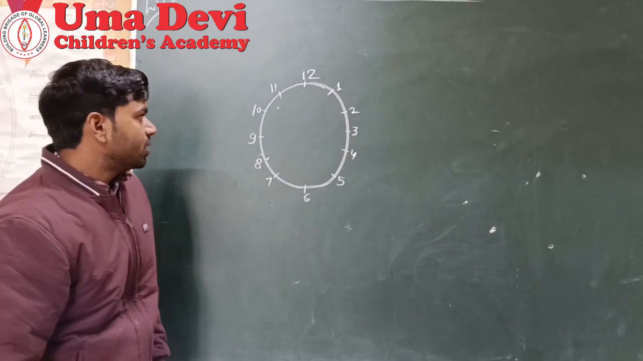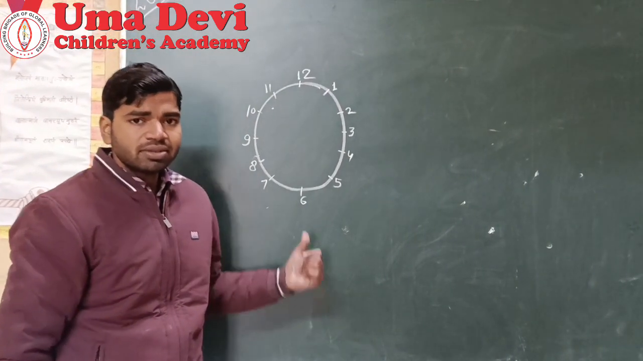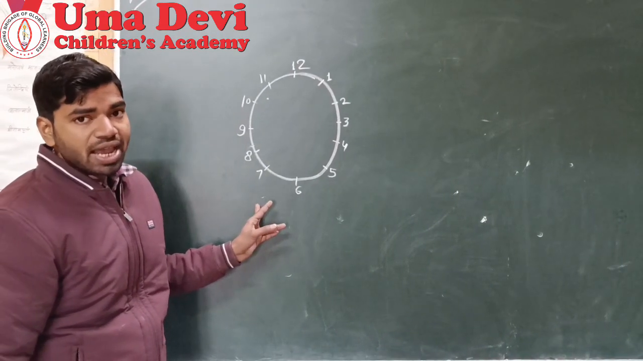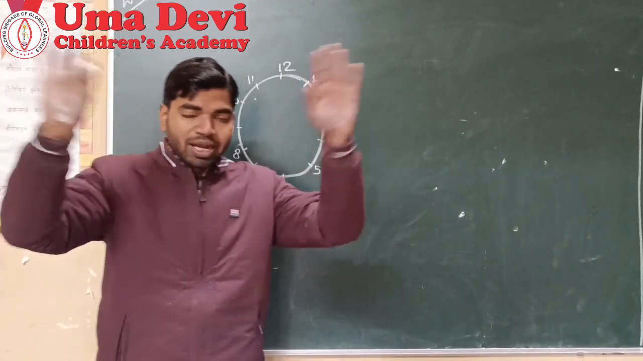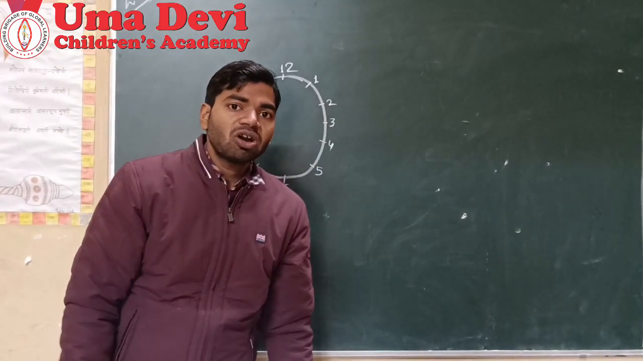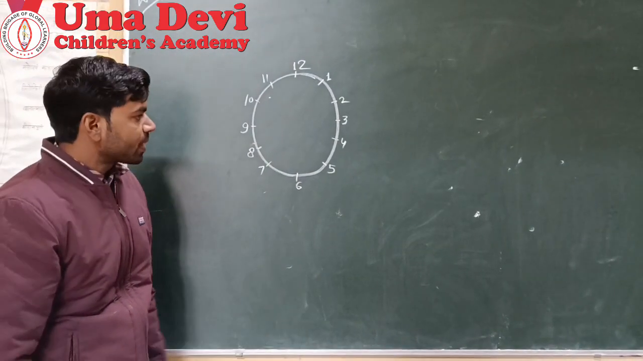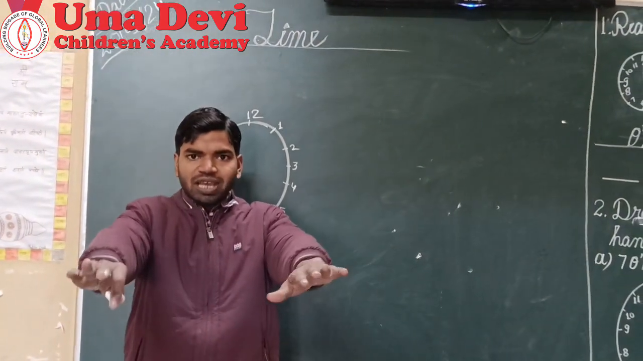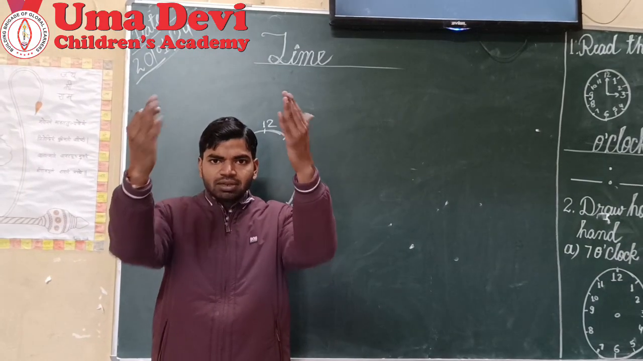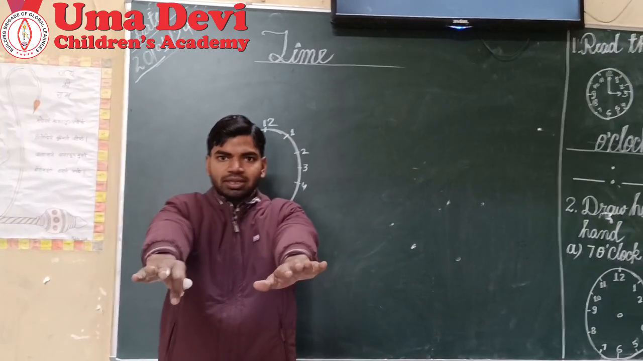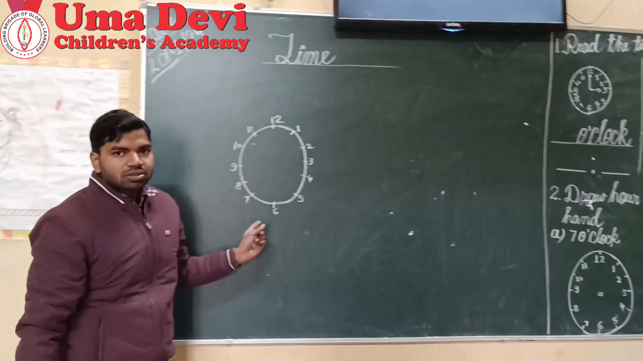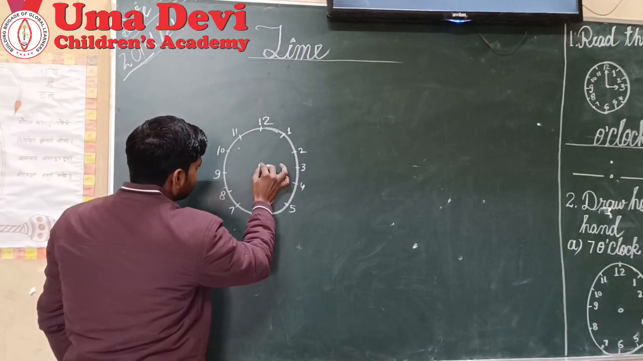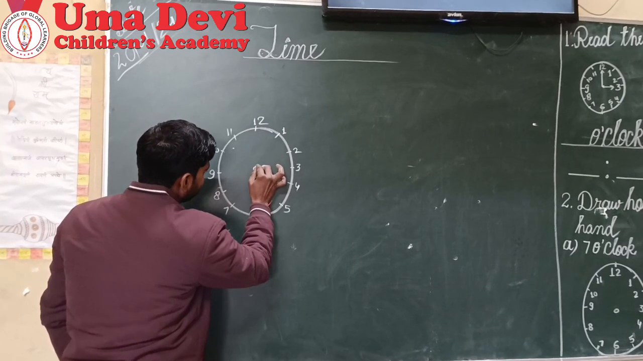Then am I missing anything here? Yes, because any clock has hands also. As we have 2 hands, in the same way the clock also has hands, right? But we have 2 hands that are equal, isn't it? But in the clock, there are 2 hands. One is long and one is short. Look here, I am drawing the hands.